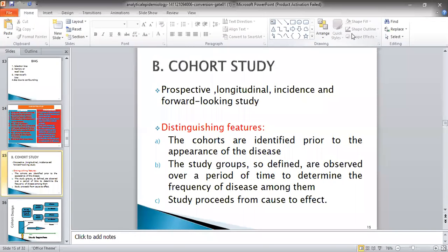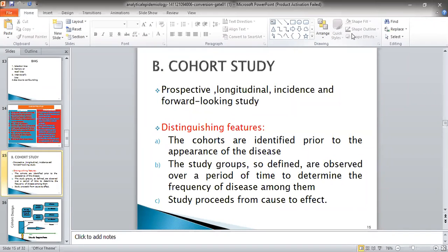But in cohort studies, we will go from cause to effect. Okay, that's why it is called prospective study. We will study the risk factors of the disease that will lead to the outcome. That will be in the form of disease.